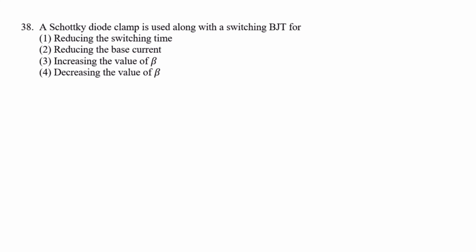Next question. The Schottky diode clamp is used along with the switching BJT for reducing the switching time, because the Schottky diode has very low switching times. So the correct option is 1. For reducing the switching time, to increase the speed of operation, a Schottky diode is clamped to the transistor.